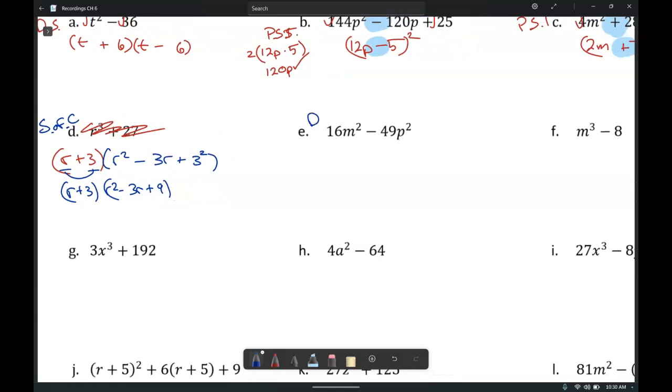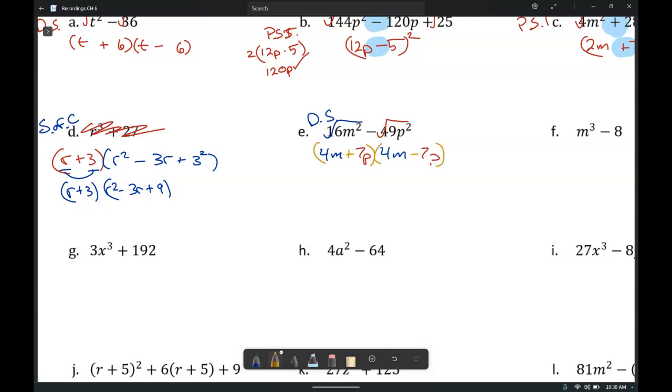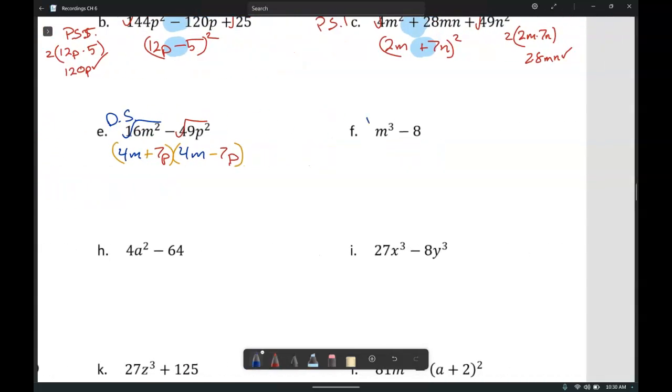Here we have a difference of squares again. Square root of the first, square root of the second, one plus, one minus. Here we have a difference of cubes. Cube root of the first, match the sign, cube root of the second. First term squared, plus the product of the two, plus the second term squared. There's our difference of cubes.